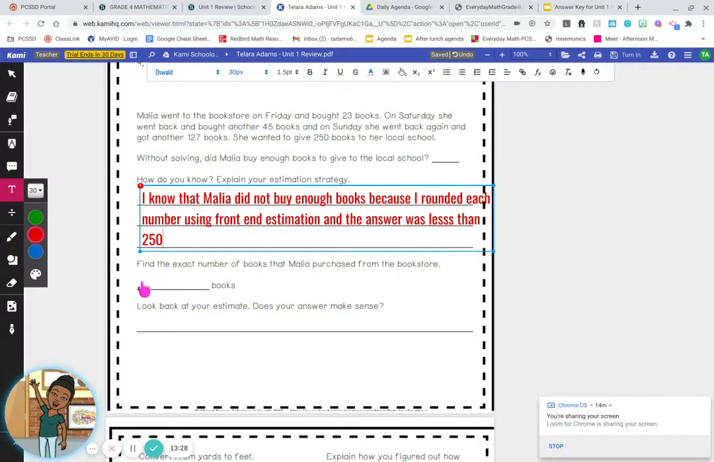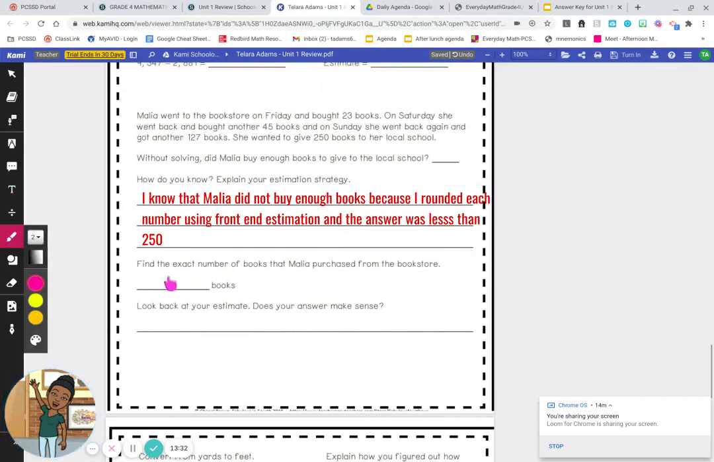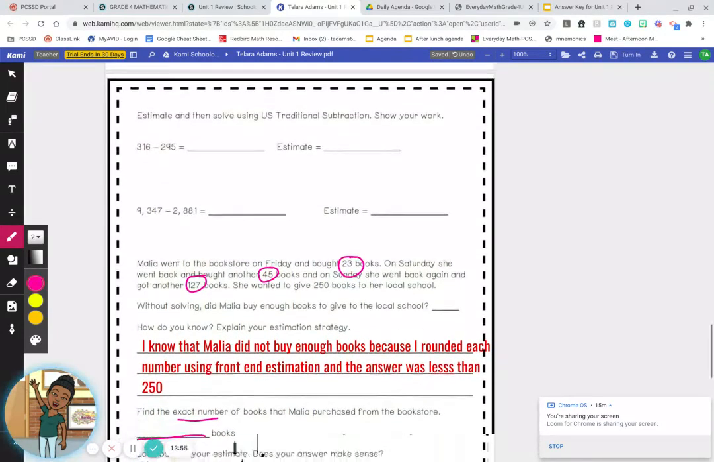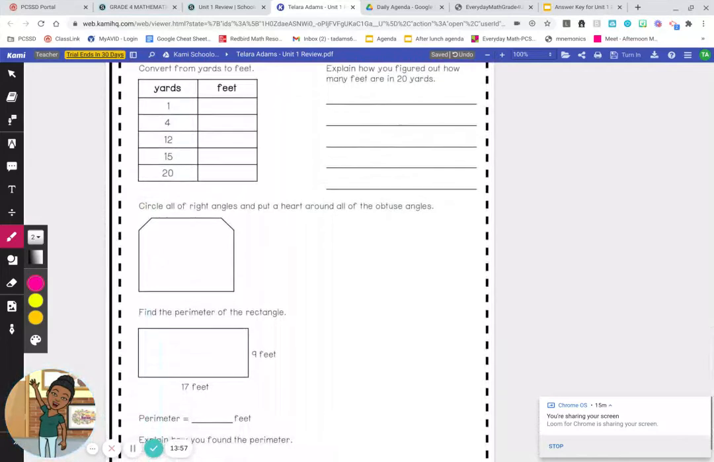Now, find the exact number of books. When you're looking at exact number, that means you are adding all three numbers together. You're adding 127 plus 45 plus 23. What's the exact number? You're writing it on this line. Look back at your estimate. Does your answer make sense? You're telling me on this line. Keep going. You are almost to the finish line.